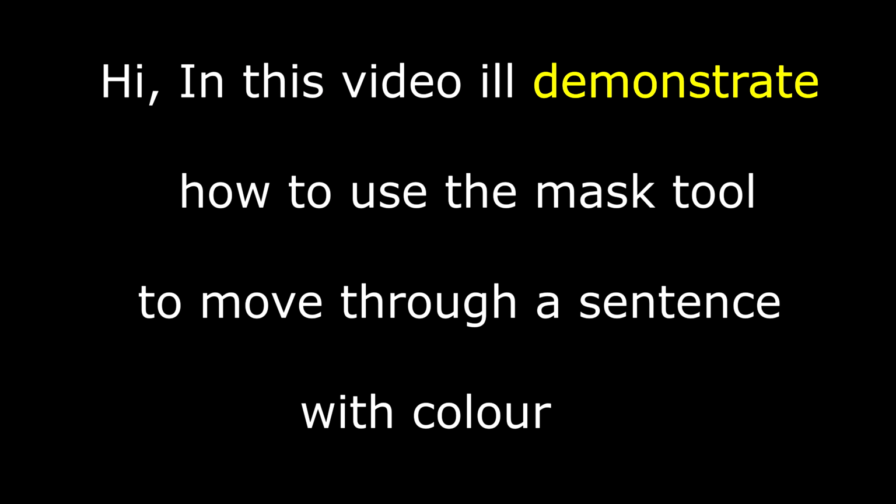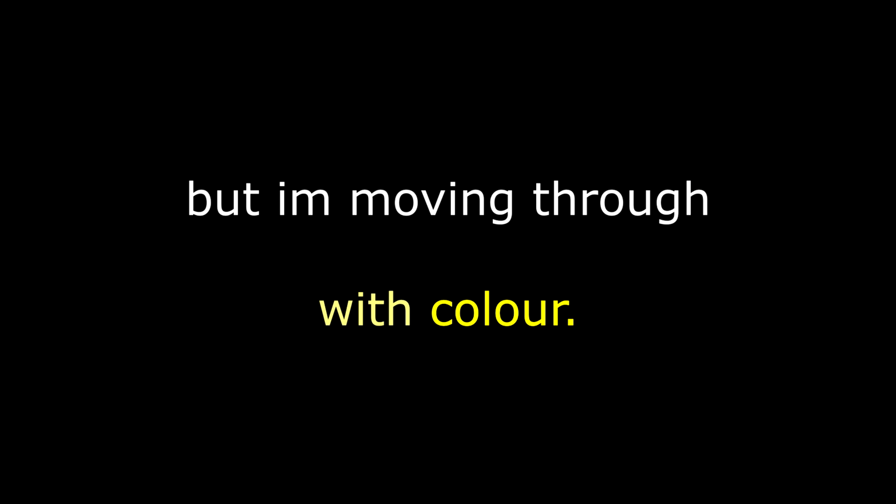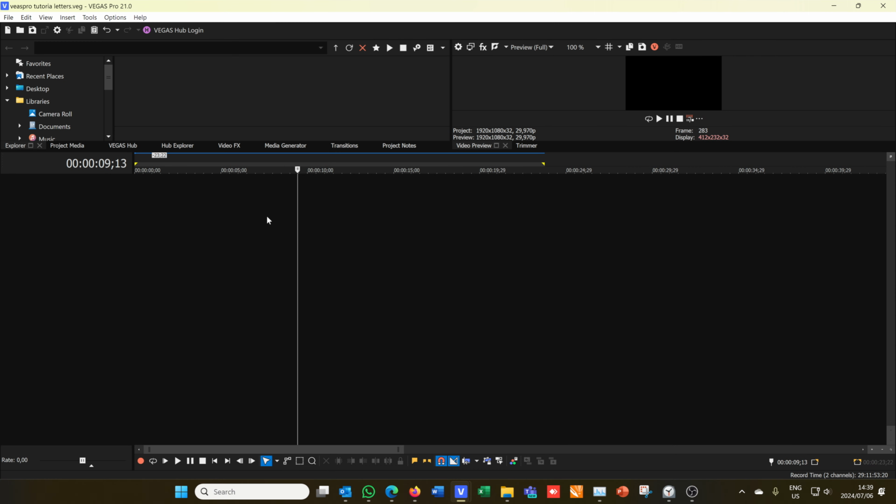In this video, I'll demonstrate how to use the mask tool to move through a sentence with color. So there you can see it's saying she sells seashells on the seashore, but I'm moving through with color. All right, I have VegasPro open.